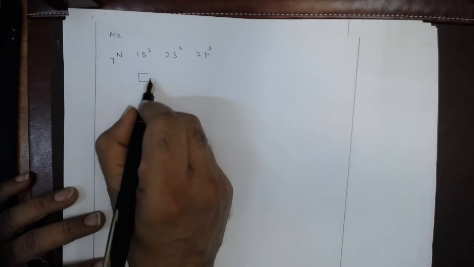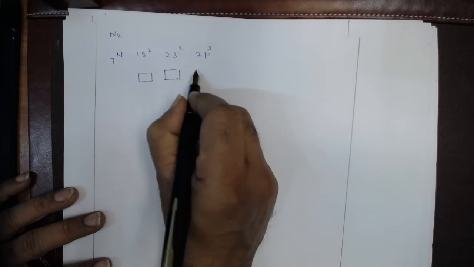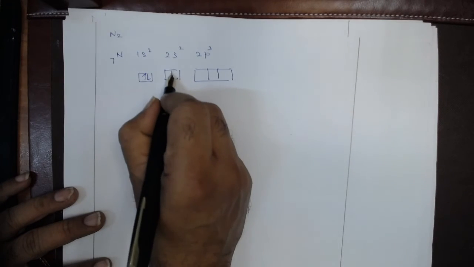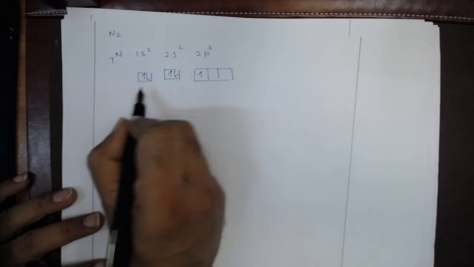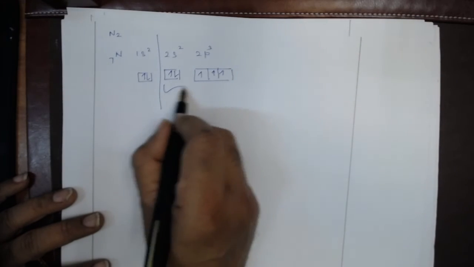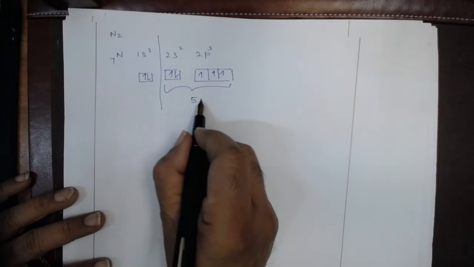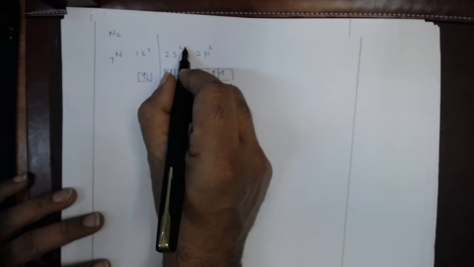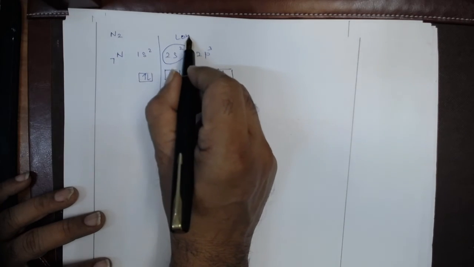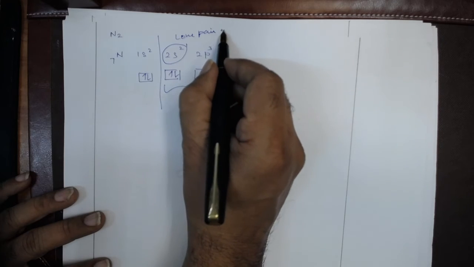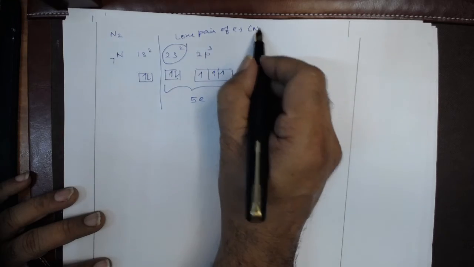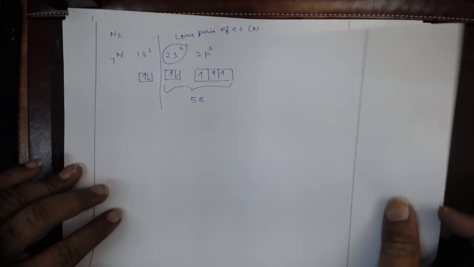So you have 1s2, 2s2, 2p3. So in this case, in the second shell, you have 2 plus 3, that is 5 electrons, where 2 electrons are called lone pair of electrons. And they are also called non-bonding electrons. They don't involve in bonding.